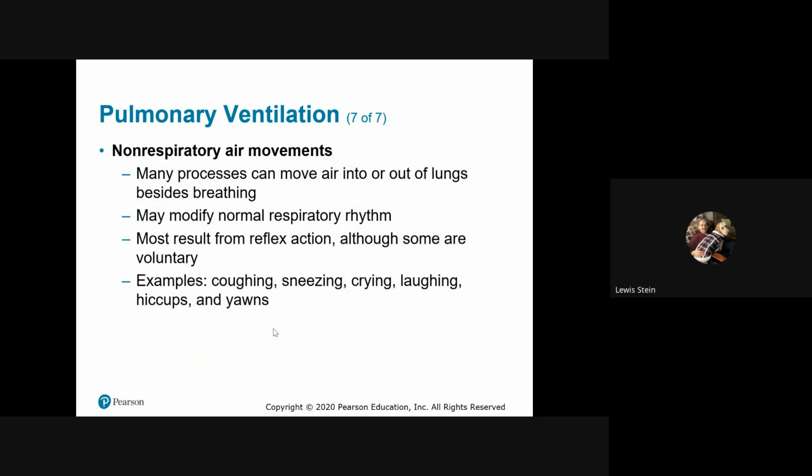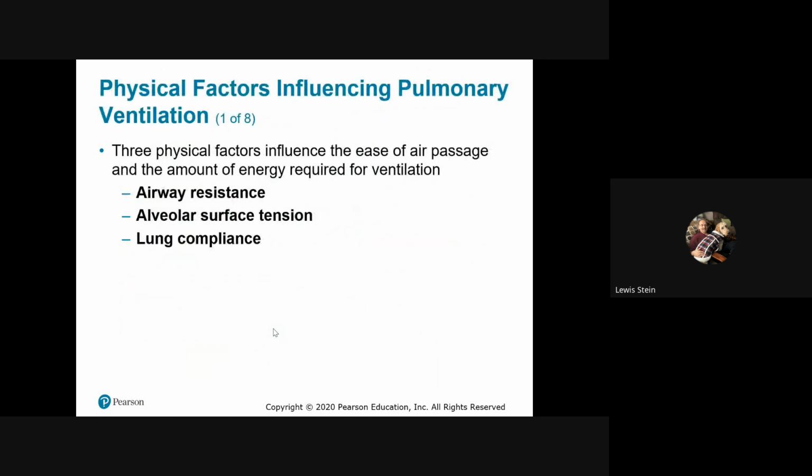So we have other things that cause air to move in and out. These are called non-respiratory air movements: crying and sneezing and coughing and laughing and all that kind of good stuff. A lot of it's reflex, certainly with sneezing or coughing, with particles or irritants. And so they really are not designed to move air in and out.